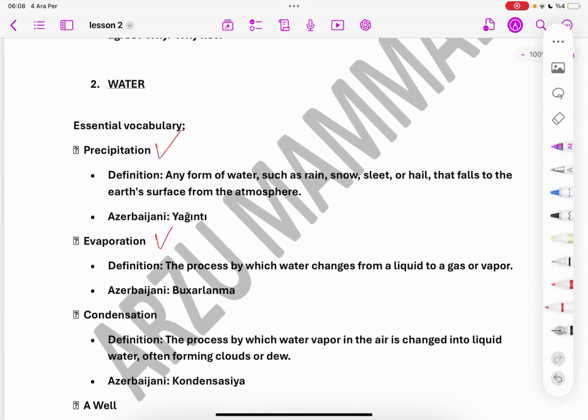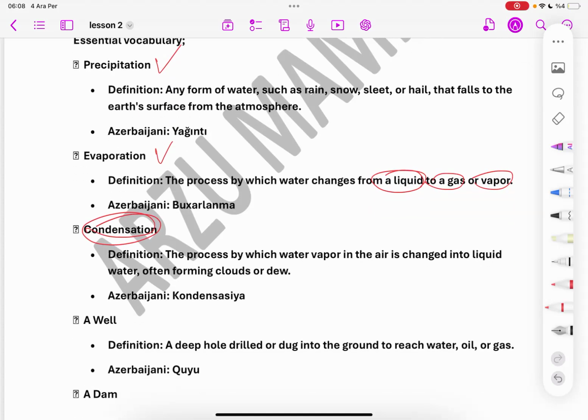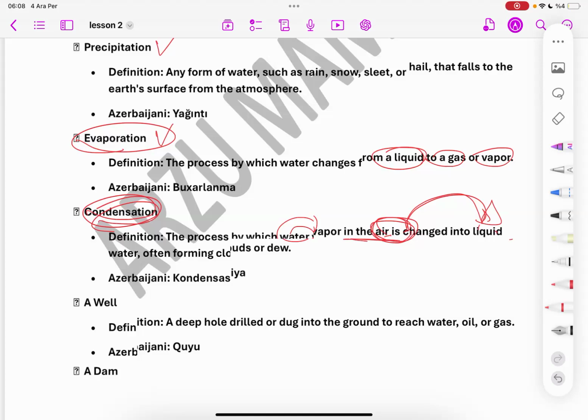Evaporation, the process by which water changes from a liquid to a gas or vapor. Condensation, the process by which water vapor... Actually, condensation is the opposite one, I think. From the air into liquid. If it is from liquid to air, it is evaporation. If it is from air to liquid, it is condensation.